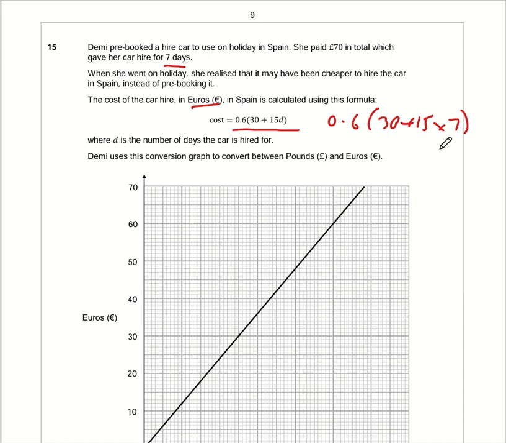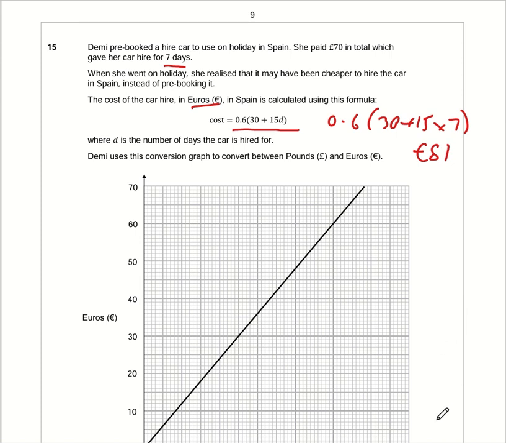Remembering that BIDMAS means we need to do the brackets first, and inside the brackets we need to do the multiplying before the adding. So 15 times 7 comes to 105, add on the 30, 135, and then multiply 135 by 0.6, and we get 81 euros.